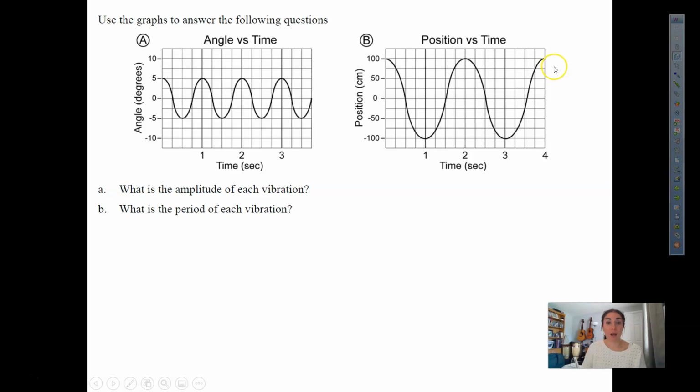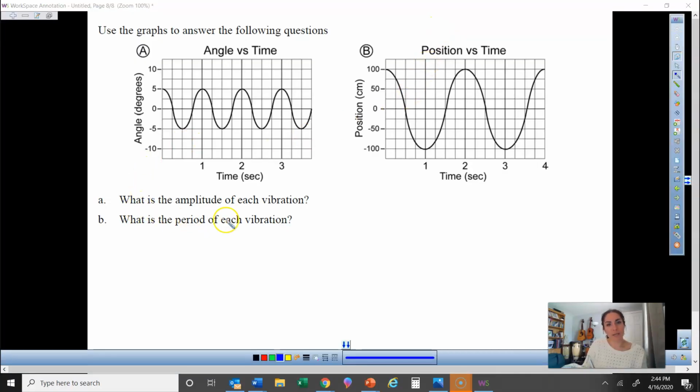Okay. I hoped you paused the video and took some time to do this. What is the amplitude for each vibration? In this case, for A, the amplitude is 5. I'm looking from the middle line and going up to here, and that's measuring 5 units. In this case, it's degrees. Same thing: I'm going to start from the middle, from the 0, and go all the way up. This is measuring 100. So that's the amplitude here, A for amplitude. That's our symbol for amplitude.